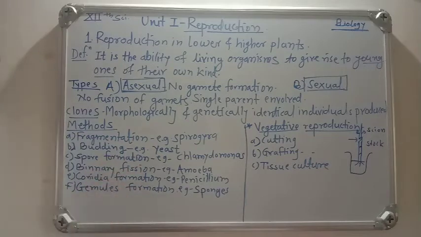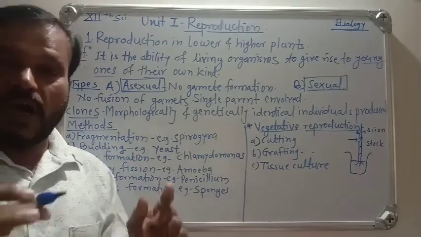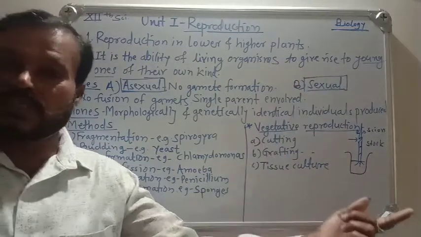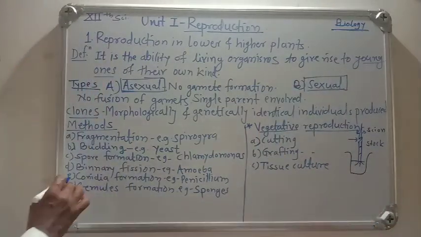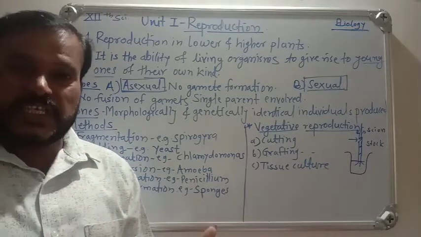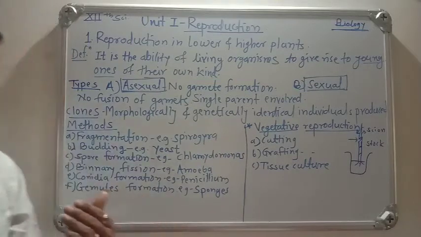These are the main three methods they have given in our textbook, and in a paragraph they have given other methods of asexual reproduction. Binary fission. It takes place in amoeba and paramecium. We will study in detail in reproduction in animals. Next, conidia formation. Example, penicillium. Conidia are formed, which give rise to the new penicillium plant.